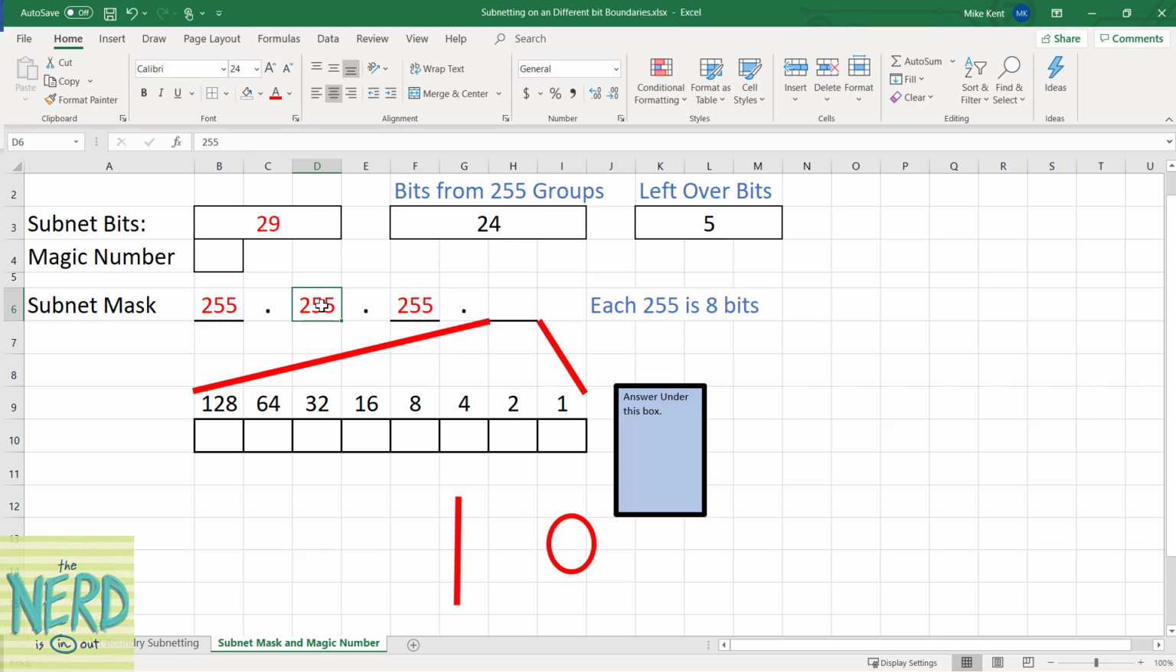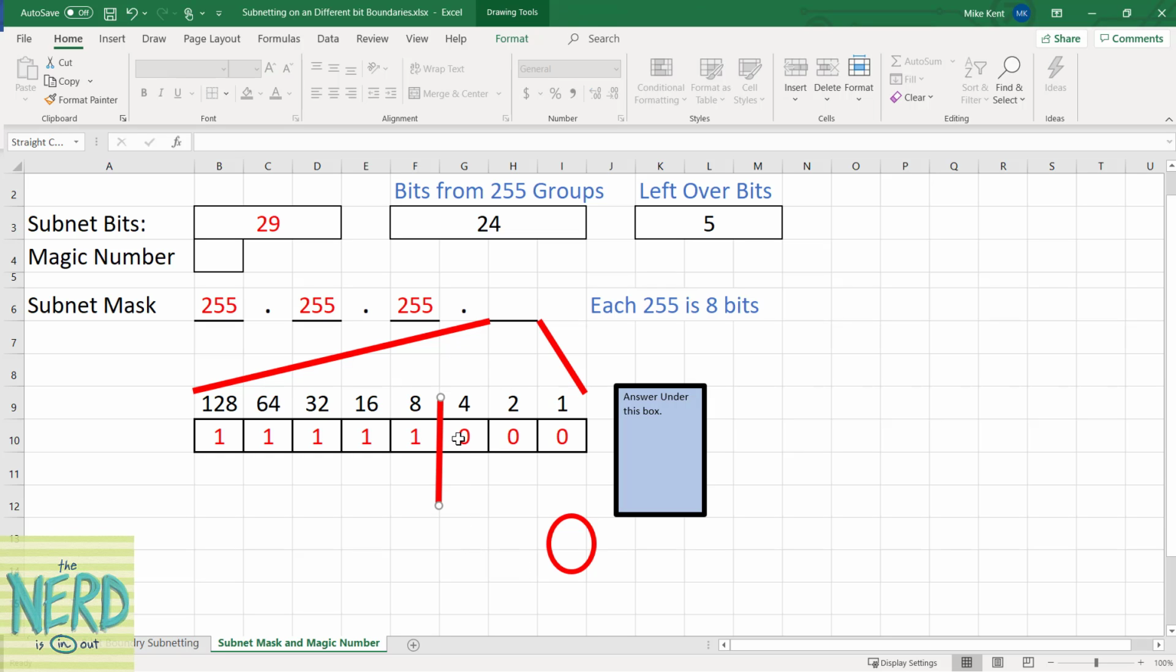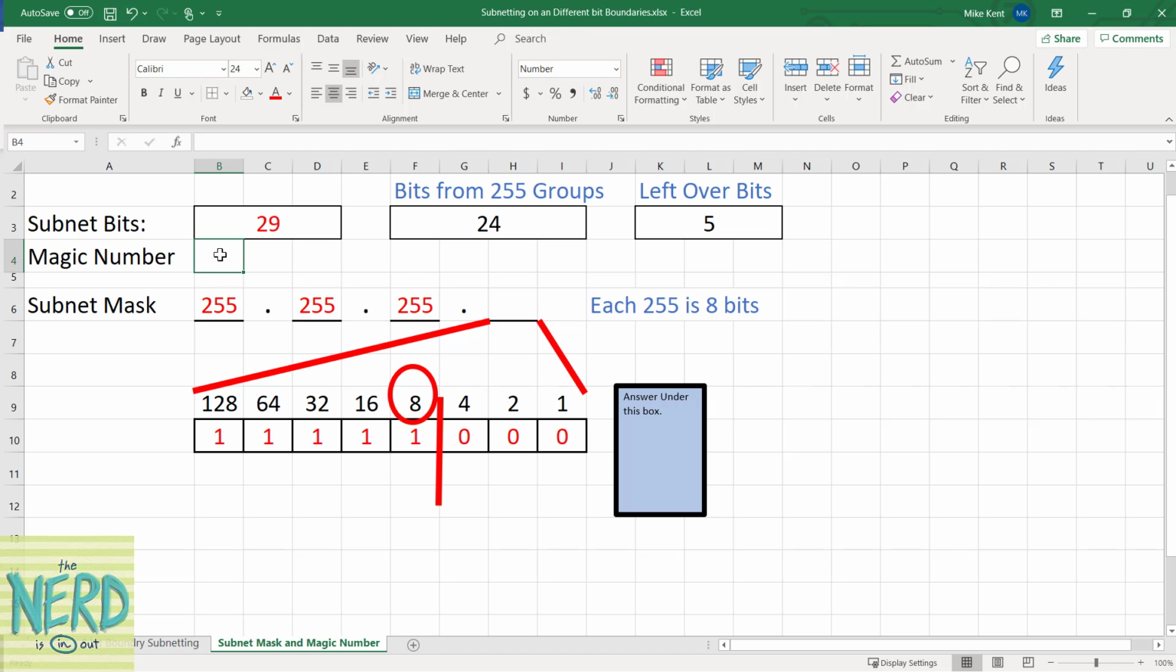8 plus 8 is 16, plus another 8 is 24. So we got 5 left. So here's 25, 26, 27, 28, 29. So the last 3 bits are going to be 0. I need to draw my dividing line between the 8 and the 4, because that's where the 1s change to 0s. And then I need to circle that number to the left. So my magic number is going to be 8.